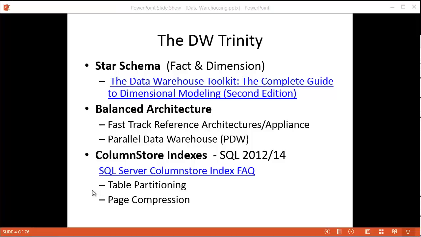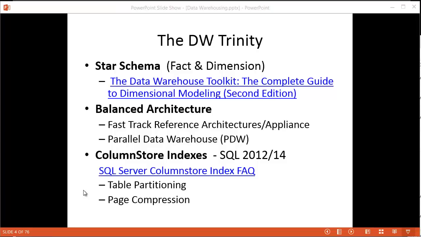If you do not have SQL Server 2012, then you can use things like page compression and other techniques such as table partitioning, applied to both fact tables that don't have column stores and ones that do. I will cover those techniques, but I consider that all part of column store indexes.